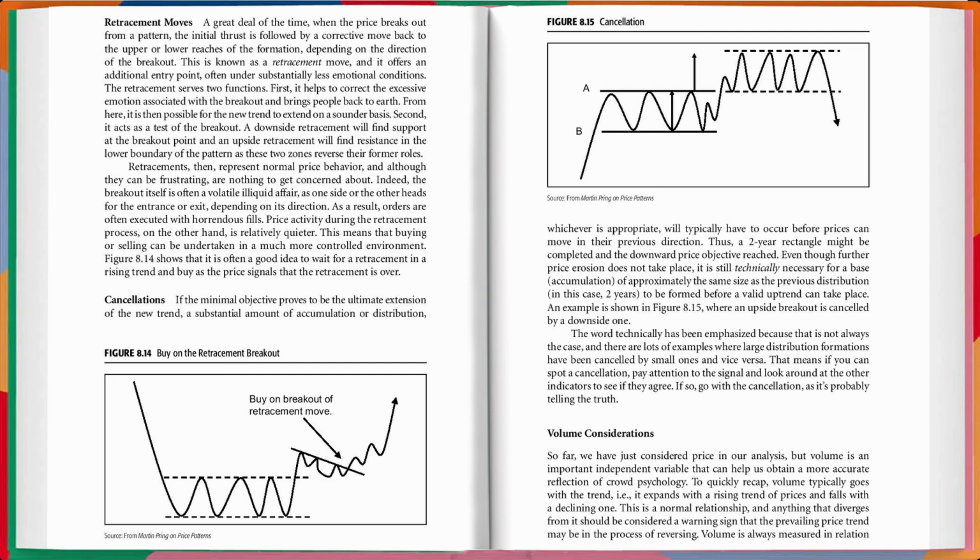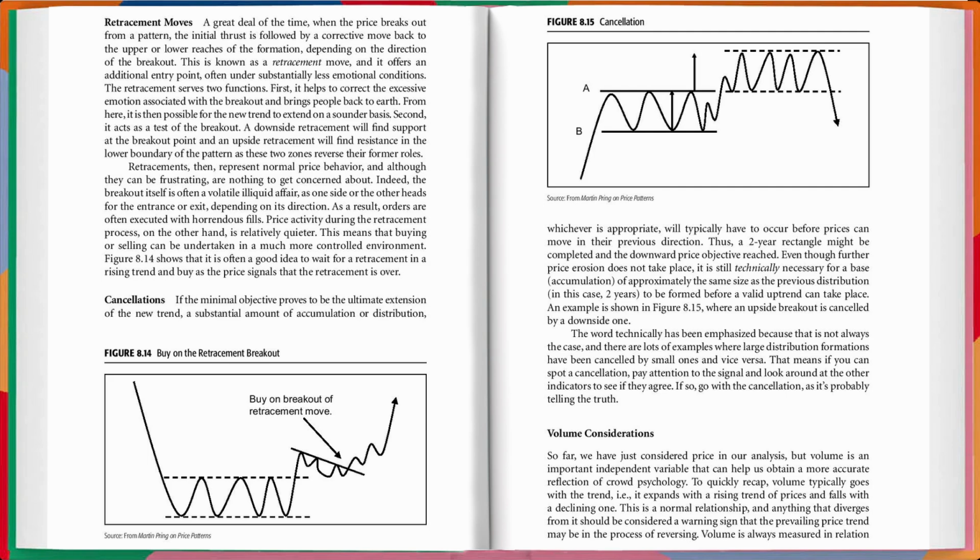First, it helps to correct the excessive emotion associated with the breakout and brings people back to earth. From here, it is then possible for the new trend to extend on a sounder basis. Second, it acts as a test of the breakout. A downside retracement will find support at the breakout point, and an upside retracement will find resistance in the lower boundary of the pattern, as these two zones reverse their former roles. Retracements, then, represent normal price behavior, and although they can be frustrating, are nothing to get concerned about.